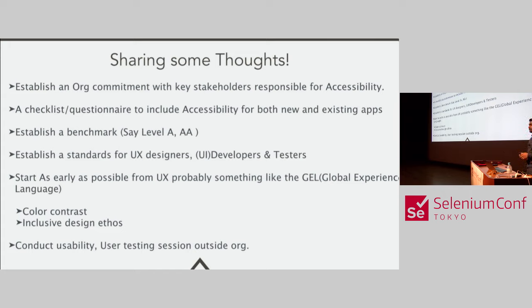Possibly have something like a global experience language, which most companies do now, where they have all the components ready, like a centralized team who only work on the UI components, and then different teams, different portfolios within the company use those components from there. And of course, conduct usability and user testing sessions outside the organization, which is still very important.